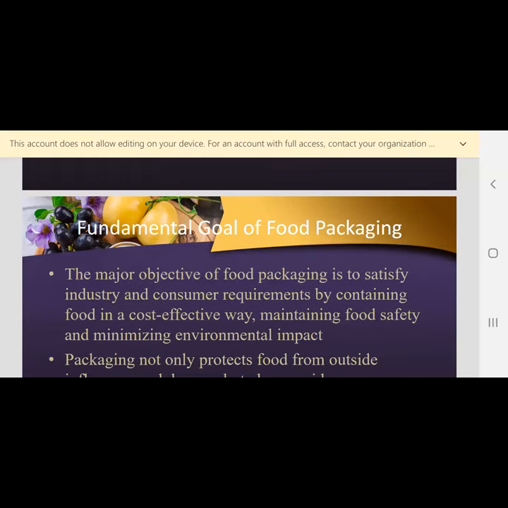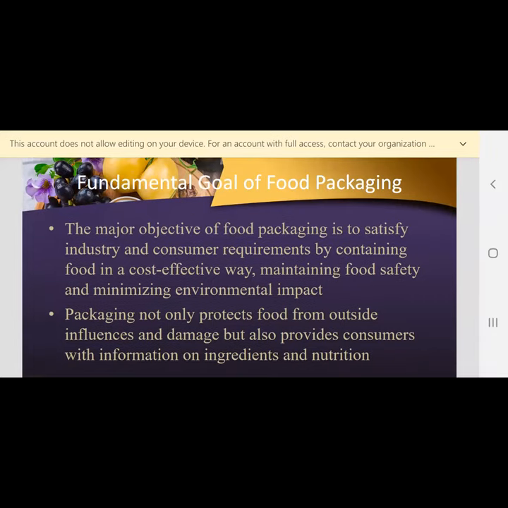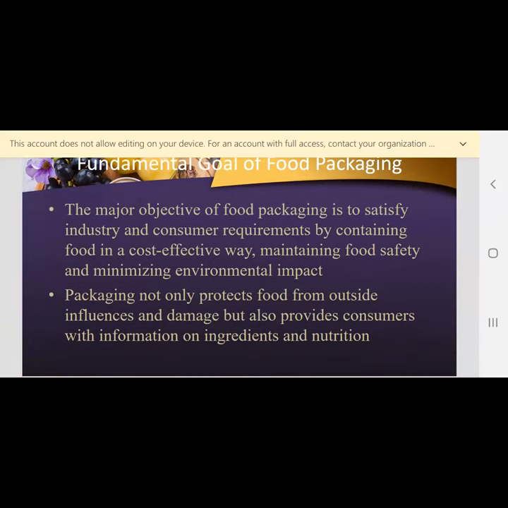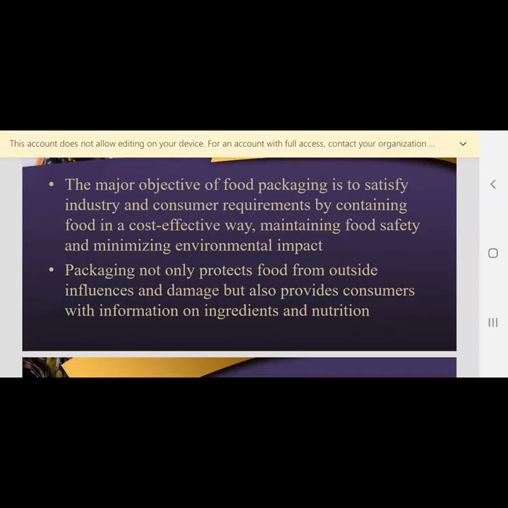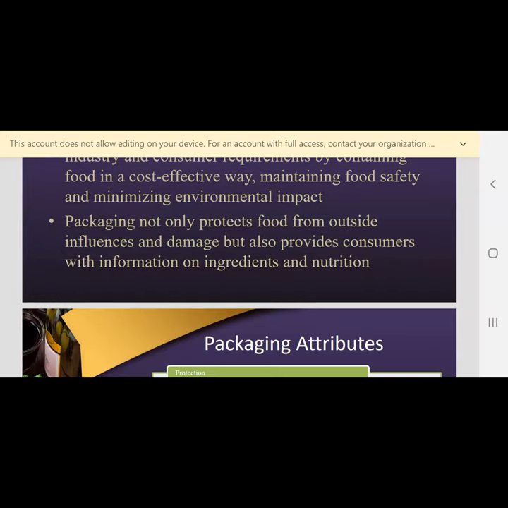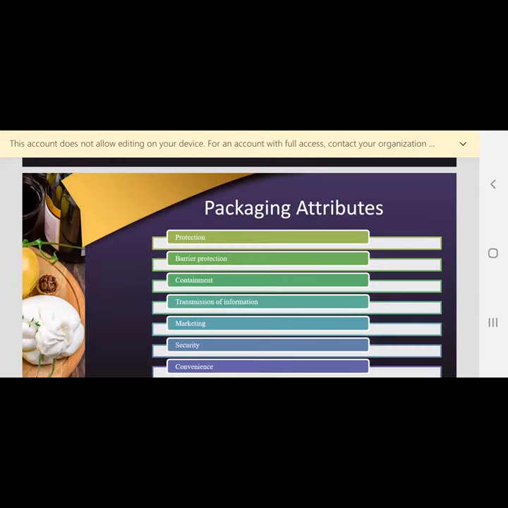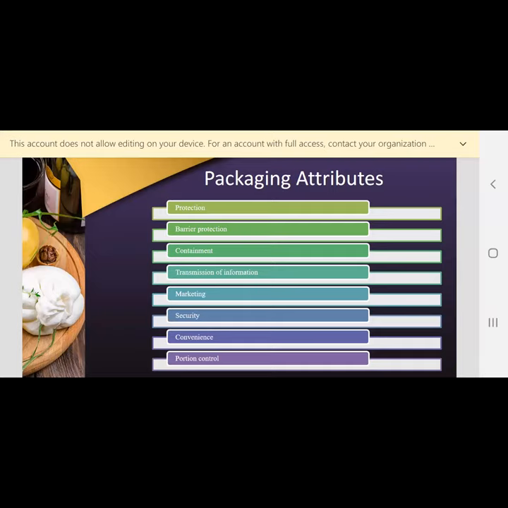Next, we know the fundamental goal of food packaging: why we pack food. As consumers, we want protection from outside impact on our food, meaning environmental impact. Packaging not only protects food from outside and from damage, but also provides the consumer with information, ingredients, nutrition. Its duty is not only to protect food as a wrapper, but it also gives us the details simultaneously. Next, what are the packaging attributes?